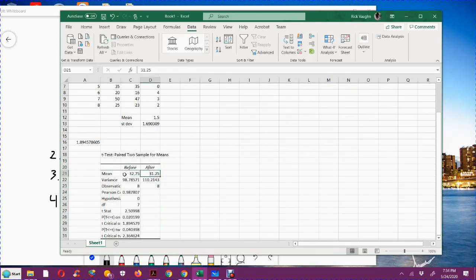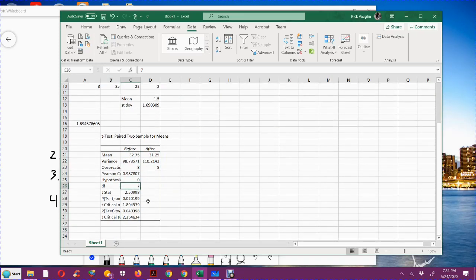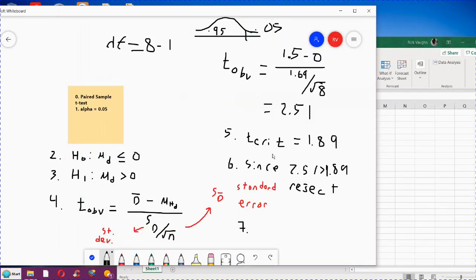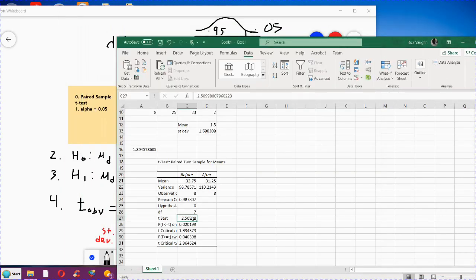We got the mean of the before group, the mean of the after group, the variance of the before, variance of the after, 8 of each, they're paired. The hypothesized mean difference, the degrees of freedom is 7. Here's their calculation of the t-stat, 2.50998. Let's see how that compares. We got our t observed value, 2.51, so those turned out to be the same.